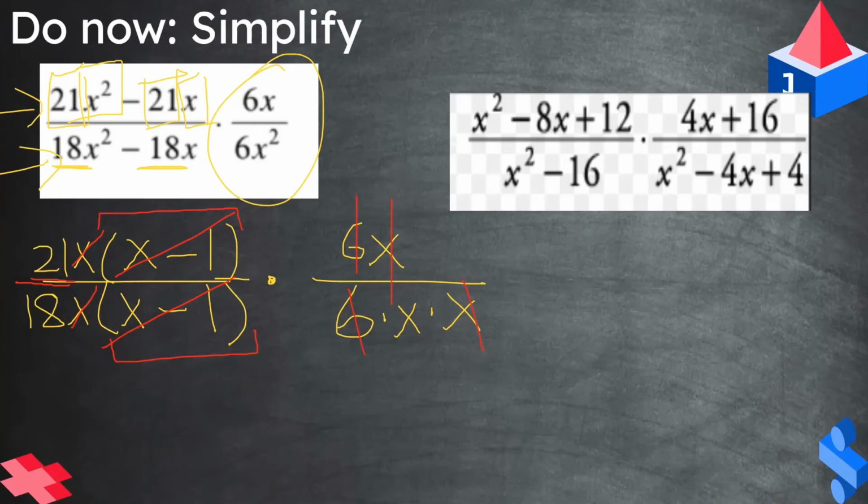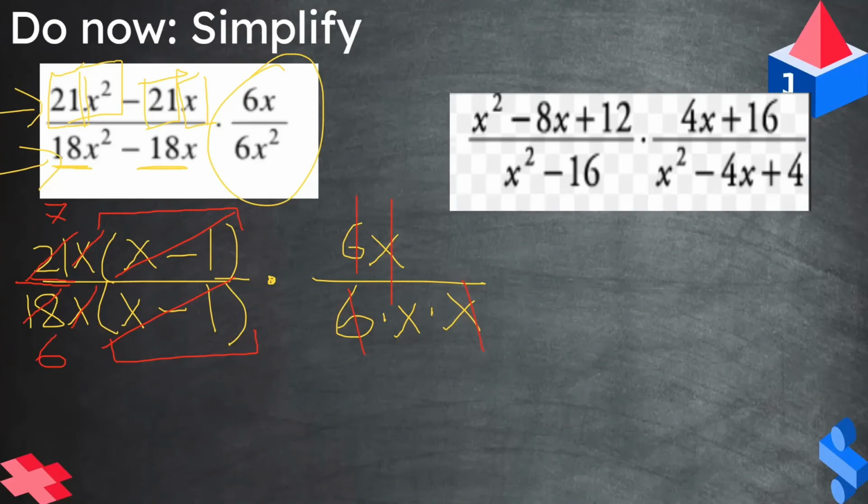Now I have 21 and 18 left. Do 21 and 18 have a GCF, or do they have anything in common outside the GCF, rather? What is the GCF of 21 and 18? It's 3, okay? So now we divide each of the terms by the GCF. 21 divided by 3 gives you 7. 18 divided by 3 gives you 6, right?